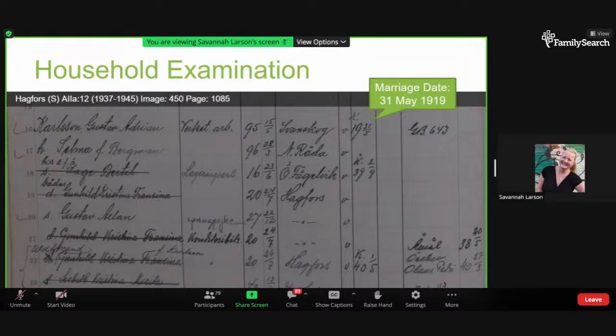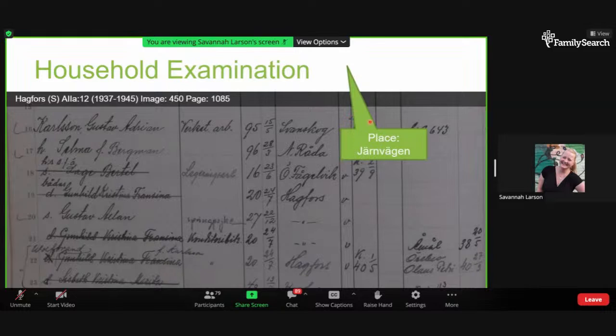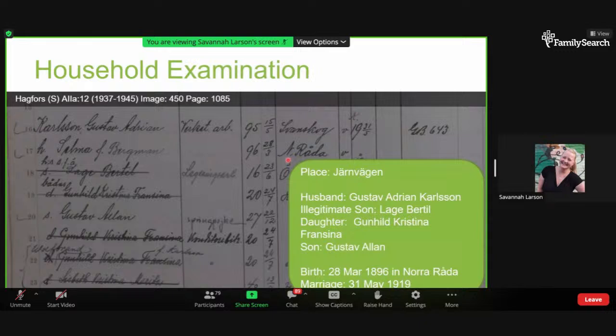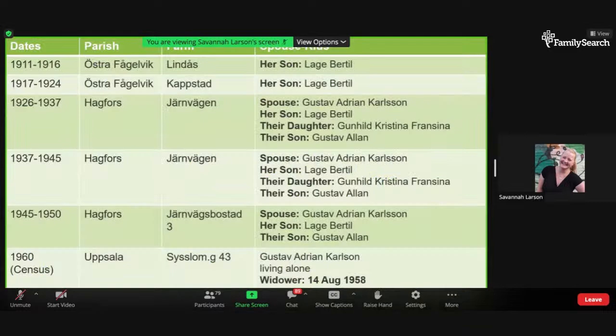On the top of the page, it's not shown in this image, but we can see that she was born in Jernvägen if you scroll up to the top of the page. Or not born in, but living in Jernvägen at the time. And so this is all of the information that we can pull from this. We've got a little bit of a story of who's living in the family, how they're all related, as well as the vital information for the family. If we keep moving forward in time for Selma, we can get all the way to 1960. And that follows the whole family all the way through.